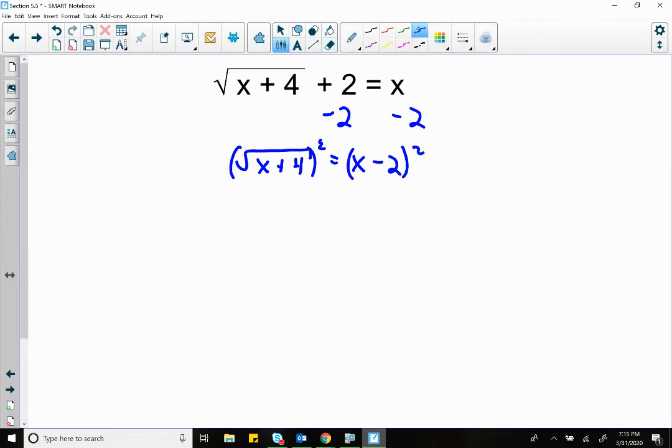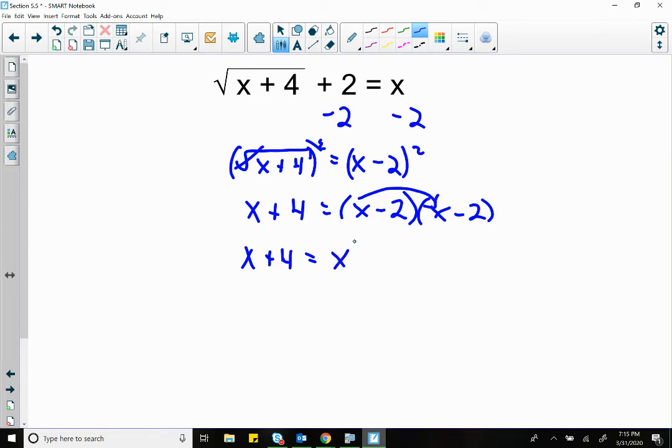So over here, the square root takes care of the square. So that gives you x plus 4 equal to, now there are two of these parentheses, x minus 2 and x minus 2. Do not distribute the 2 through. It doesn't work like that. You need to FOIL this. So x plus 4 equals x times x is x squared. X times negative 2 is negative 2x. Negative 2 times x is negative 2x. And negative 2 times negative 2 is a positive 4.